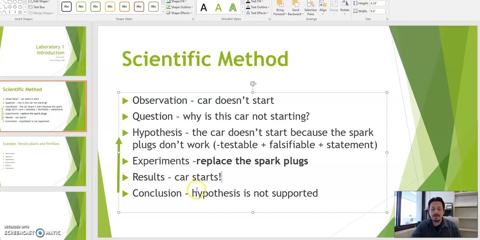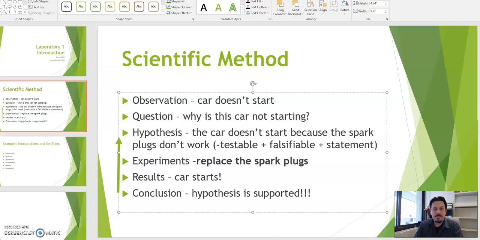Anyway, so your car starts. Now that your car starts, your hypothesis is supported. Congrats. And this is the scientific method. So you were able to use the scientific method in this case to find out that the reason that your car didn't start is because of the spark plugs. Make sense? I hope this makes sense.